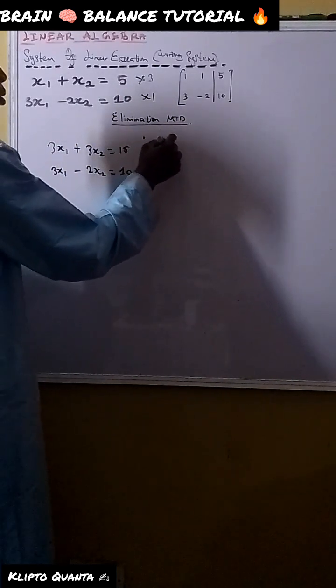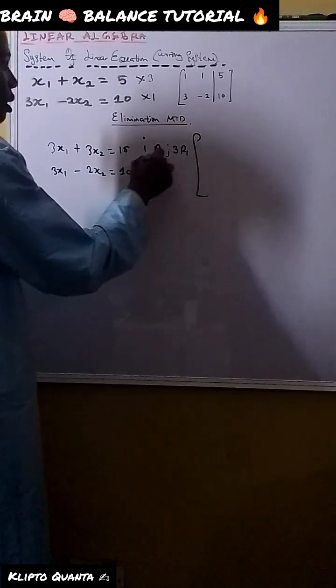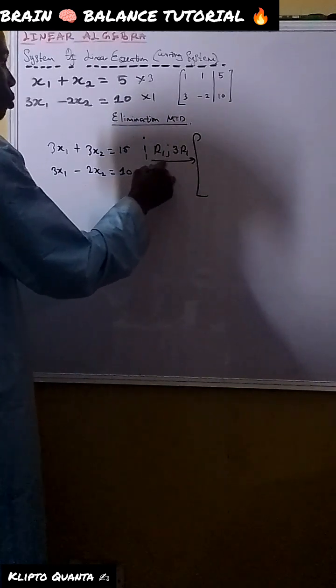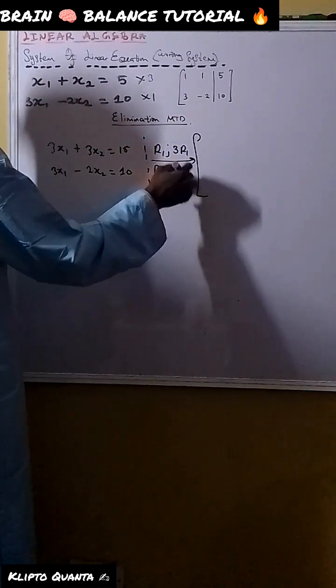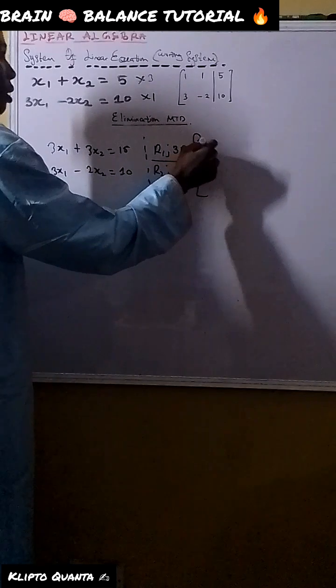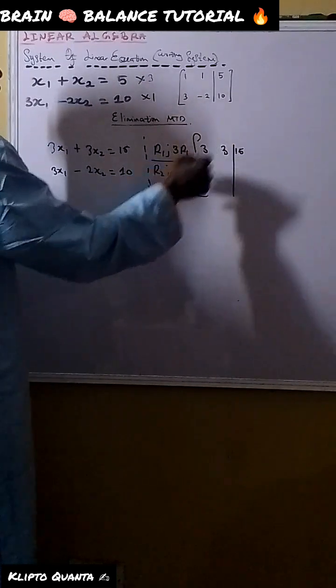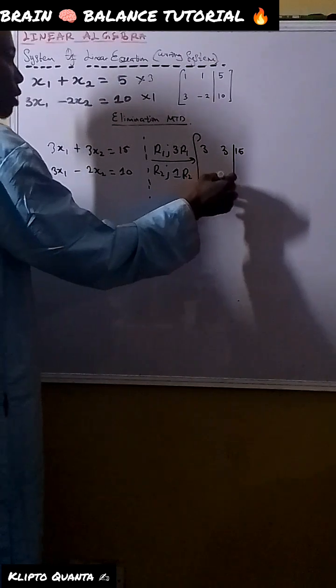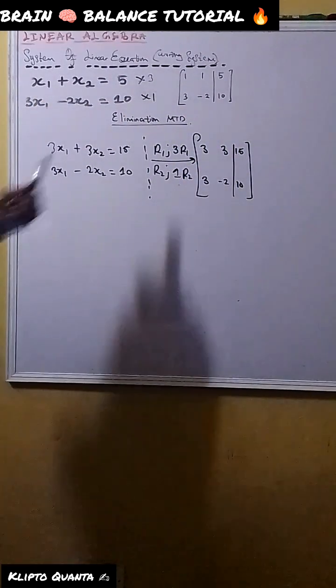Then from there, if you want to break it down into the matrix also, under row 1 we multiply row 1 by 3, and under row 2 we multiply row 2 by 1. From there, 3 times everything here, you have 3 and you have 15. Then 1 times everything here, you have 3, you have minus 2, and you have your 10. Can you see the process, the way it is moving?